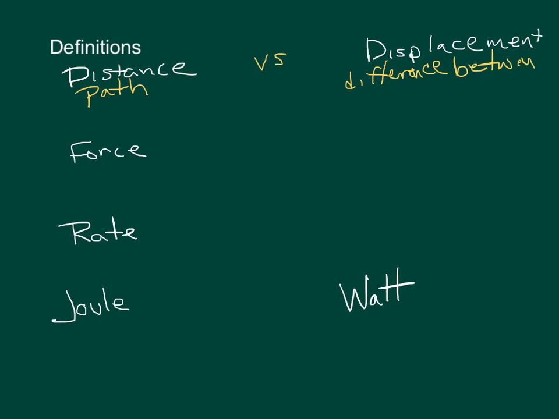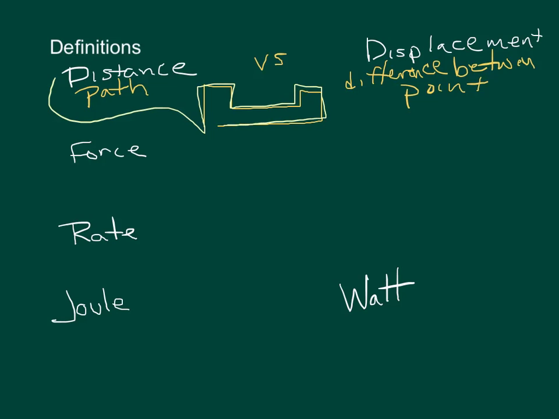So let me give you an example. Let's say that I take a walk and I go 5 meters this direction, 2 meters this direction, 3 meters this direction, 6 meters this direction, 1 meter this direction, 2 meters this direction, 2 meters this direction, and then I go all the way back to about here. The distance that I took is the entire path, whereas the displacement is only the difference between my beginning and my ending points.